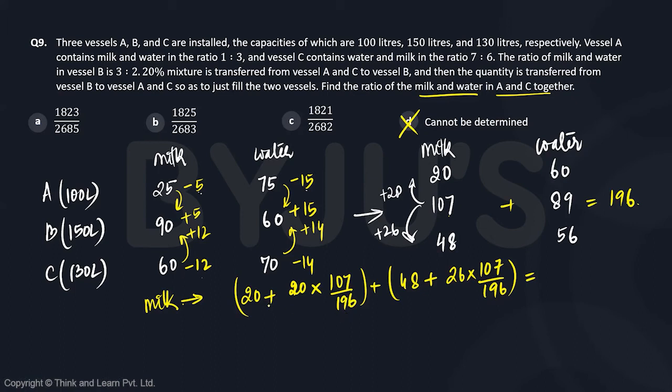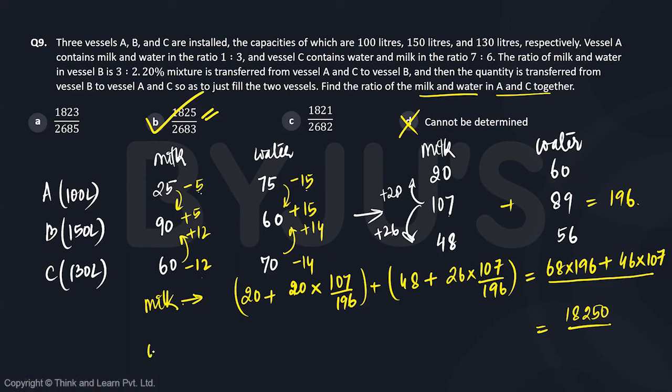So we will have 196 into 20 plus 20 into 107 plus 48 into 196. So this is 68 into 196 overall, if we take the LCM. And then we will have 20 into 107 plus 26 into 107, which is going to be 46 into 107. So this is what we will have in the numerator. So 48, 2, so it will end in 0. If we solve this, we will get 18,250 as the numerator. Now 18,250 will reduce to 1825 only. So B makes sense.